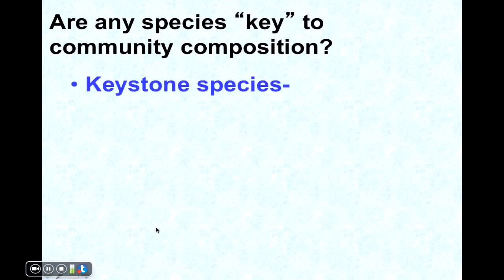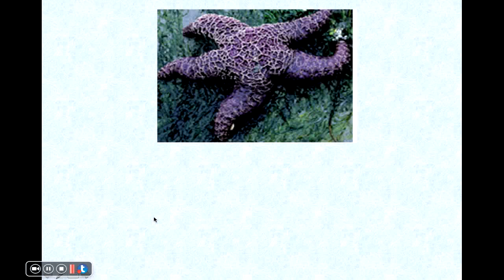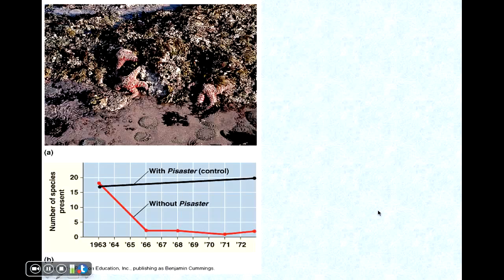A few more concepts. First of all, this idea of keystone species. There are certain species that exist in communities that play a key role in maintaining biodiversity, this idea of a keystone species. So to illustrate that concept, let's take a look at this starfish. Scientific name of the starfish is Pisaster. But what role does this little starfish play in maintaining species diversity?